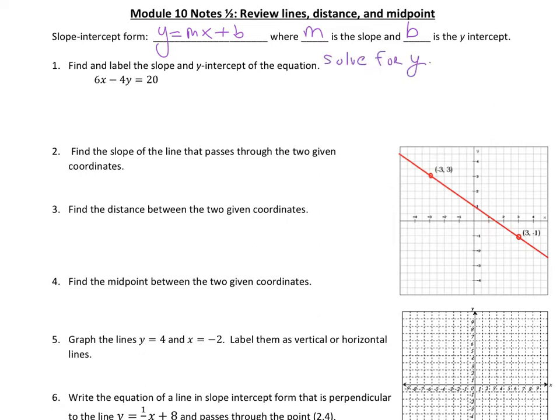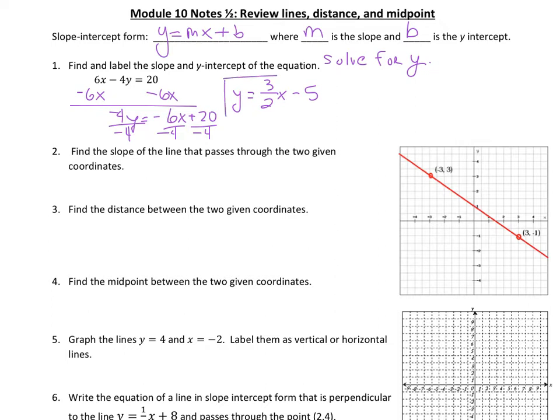If we solve this one for y, we would subtract our 6x over to the other side. Remember, they're not like terms, so I'm going to put my 6x first, plus my 20. Then we can divide everything by -4. And we reduce our fractions. That would be a positive, and it would be a 3/2. And this would be a -5. So there's your equation.